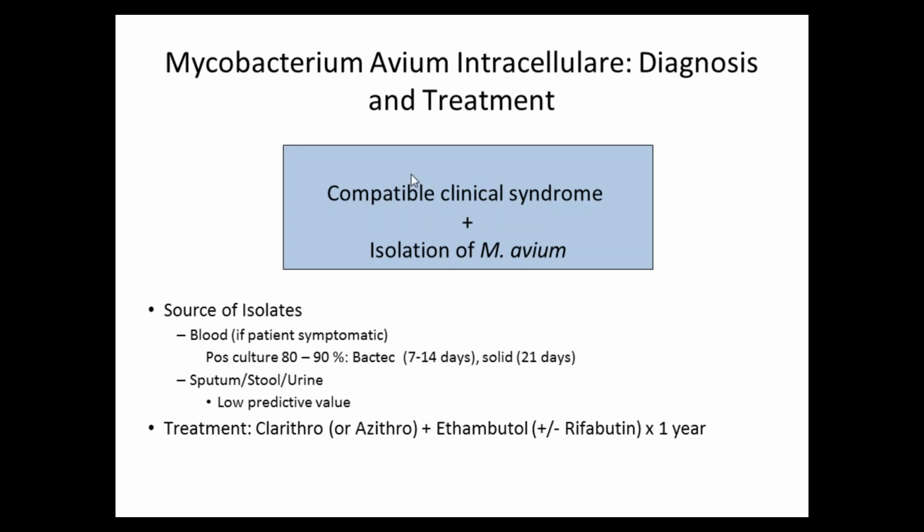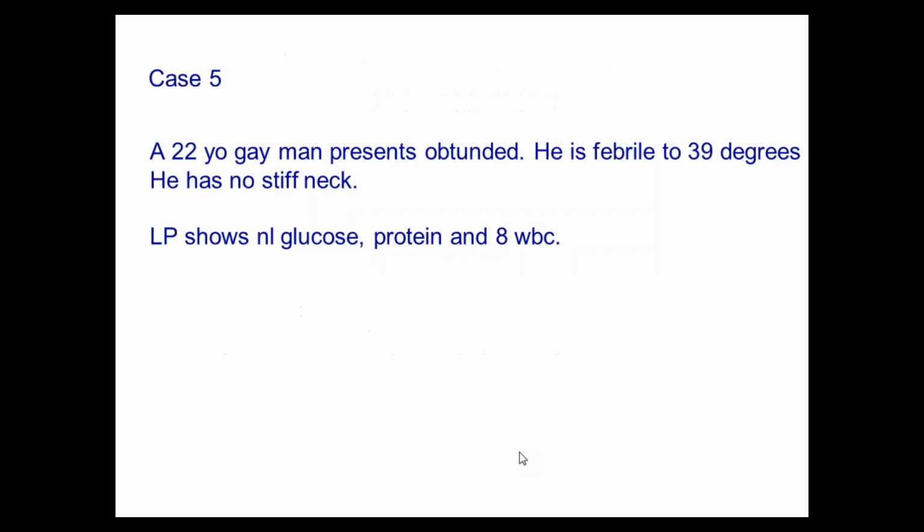But the main thing is to recognize it, see, oh, this guy's wasted, he's got fevers, does he have tuberculosis, does he have MAC, does he have histoplasmosis? Those are the big three that you worry about in this, and then do the proper test, and if they have MAC, then treat them with these two drugs.